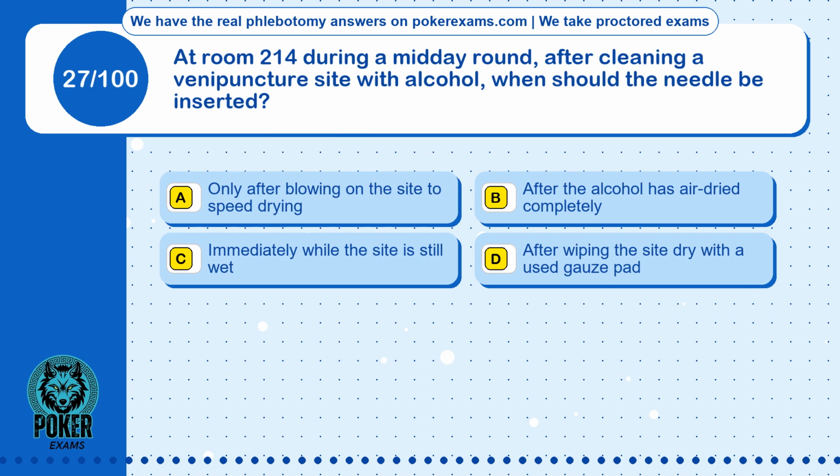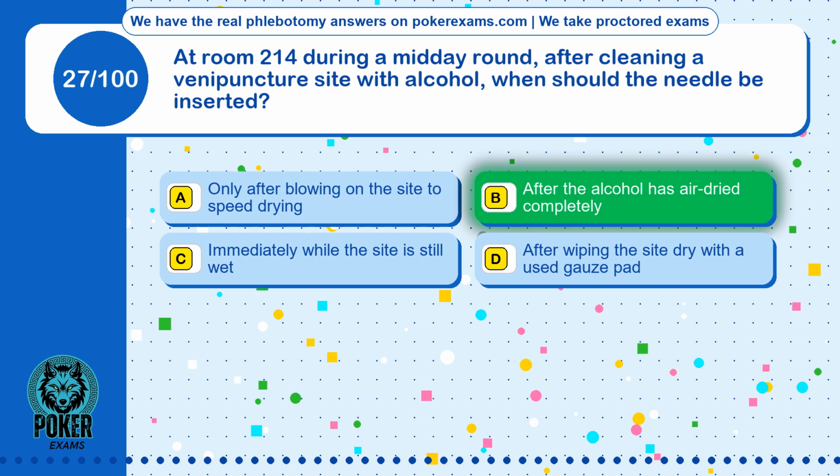Question 27. At room 214 during a midday round, after cleaning a venipuncture site with alcohol, when should the needle be inserted? Option A. Only after blowing on the site to speed drying. Option B. After the alcohol has air dried completely. Option C. Immediately while the site is still wet. Option D. After wiping the site dry with a used gauze pad.